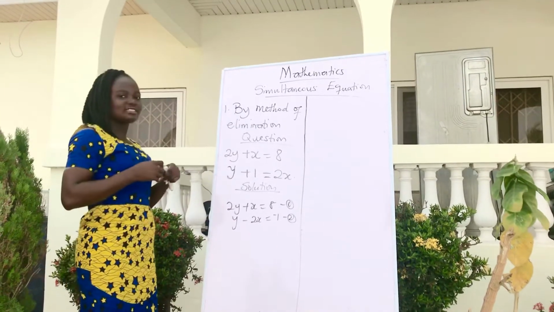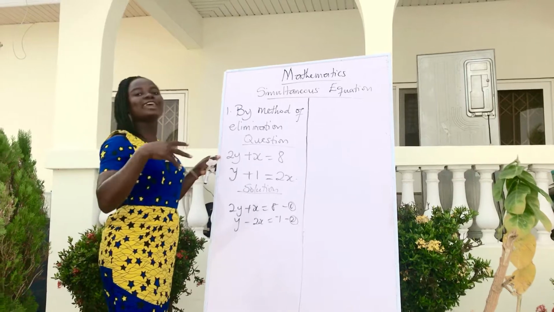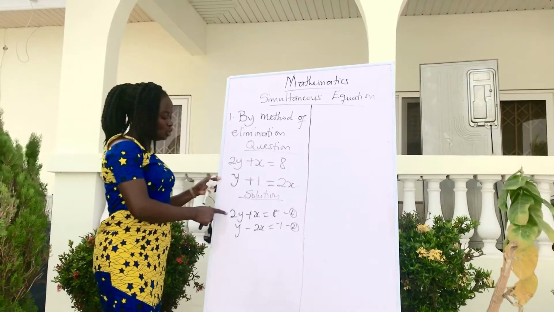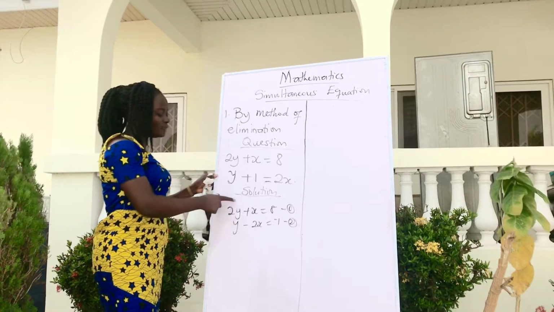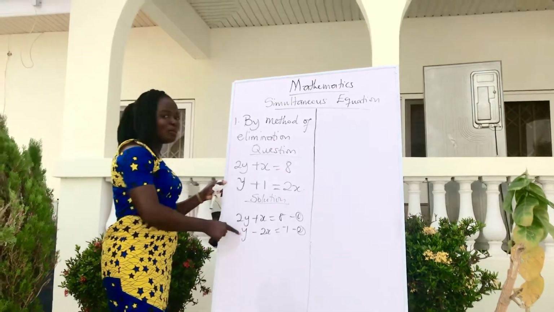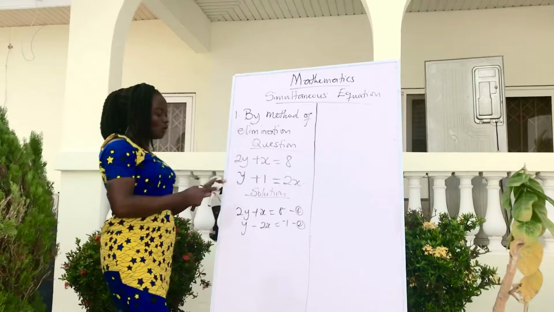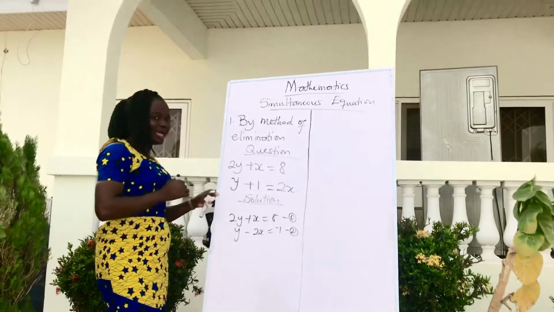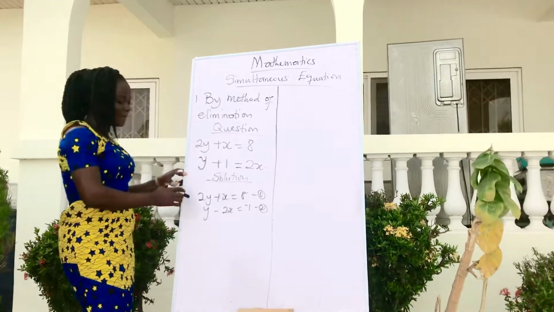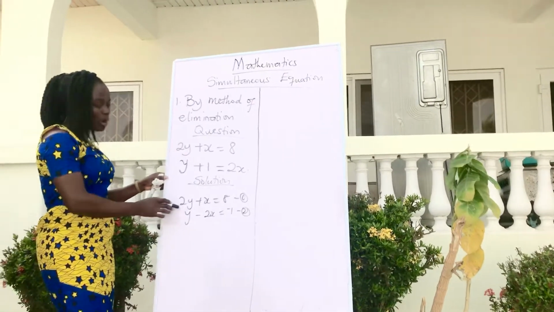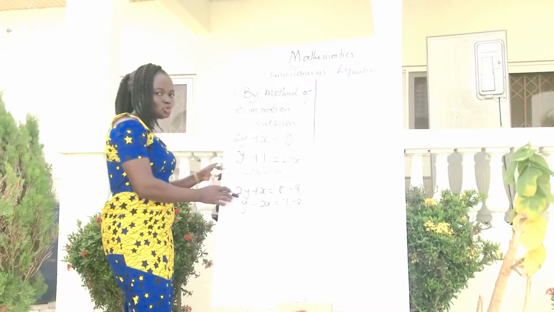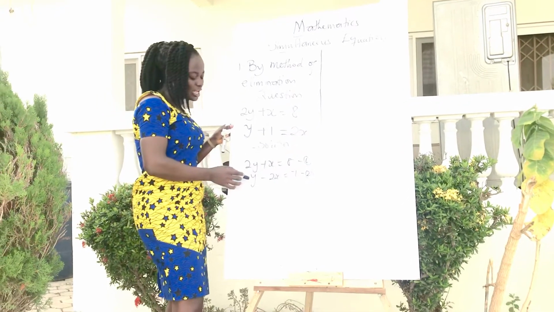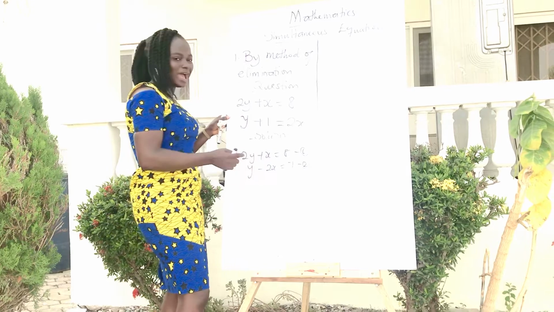When you get it, elimination means to get rid of something. So you have to get rid of one of the variables in both equations. So what do we do? Look at the equations. The simplest way to go about this: we have the coefficient of y as 2 in equation 1, and the coefficient of y in equation 2 as 1.